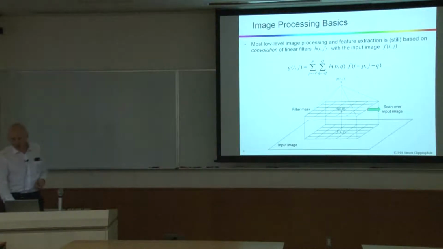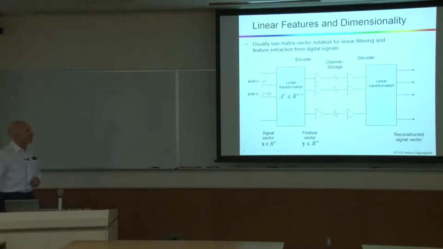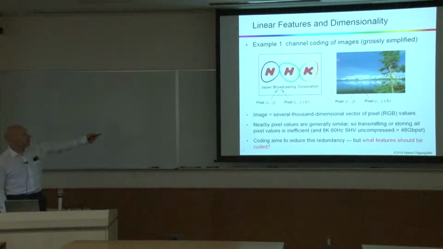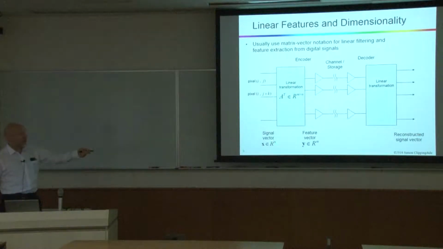Now, most image and signal processing in one dimension has been based on these kind of linear features, but what kind of features should you extract with a system like that if you want to do, for example, coding of images? We usually use a matrix vector notation for this kind of stuff. So here's our image, all the pixels in one big single vector, and that's going to be n-dimensional. R^n is an n-dimensional vector of real numbers. So in this image, the width times the height is going to be this number n, the dimensionality of the input signal.